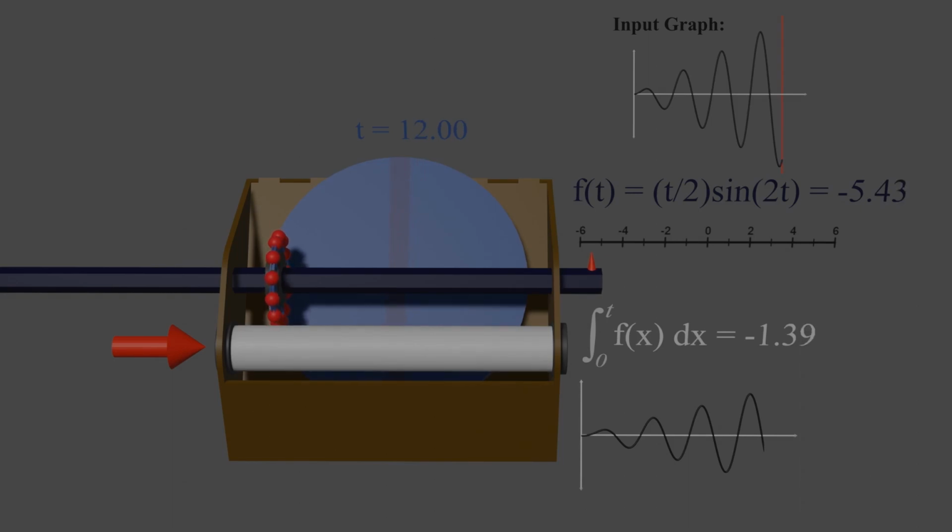Here, we see that the integral from 0 to 12 of the function x over 2 sine 2x dx equals about negative 1.39, which we can verify on our calculators. But how is this strange set of meshing wheels able to calculate an integral? To find out, we have to learn a little about how mechanical computers work.